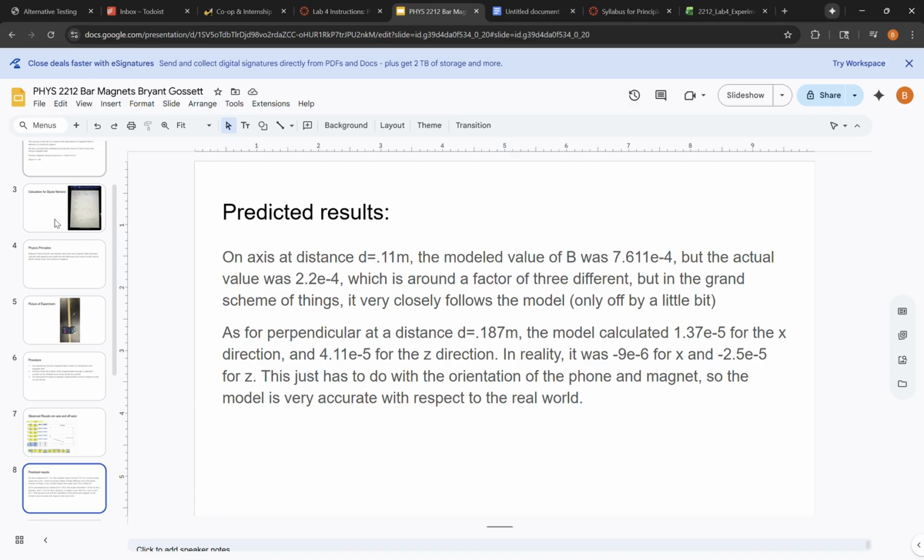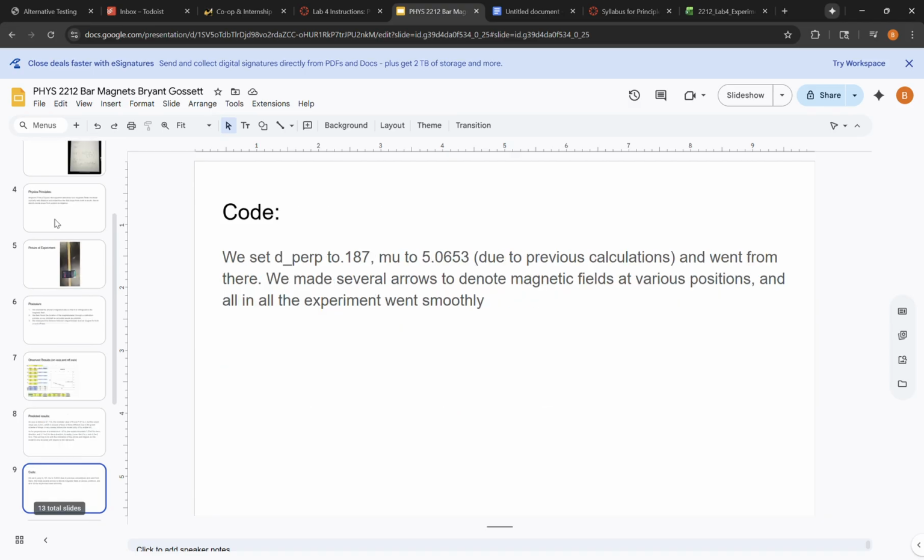And then for perpendicular, at distance 0.187, we calculated 1.37 for the x direction and 4.11 for the z direction. And then it was really 9 times 10 to the negative 6 and 2.2 times 10 to the negative 5, or negative for both of them. And those are very close to the actual numbers we calculated and close to the model. It's really just got to do with the orientation of the phone magnet. If you flip them around, it's going to be different. It's going to be positive.